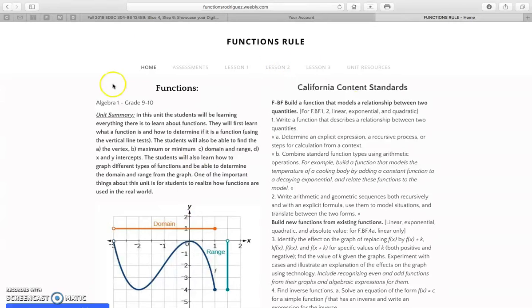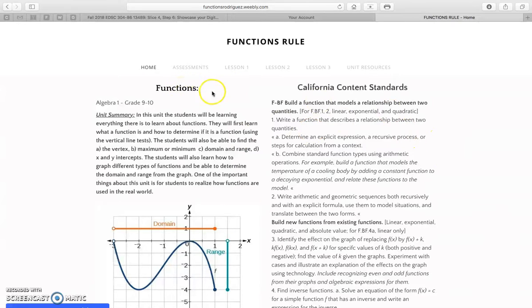So let's go ahead and get started. This is the home page of my functions website, and I named it Functions Rule because I couldn't think of anything else to name it. And of course, functions do rule, because I feel like students need to have a very good understanding of functions in order for them to move on in mathematics. So as you can see here, this is the home page.